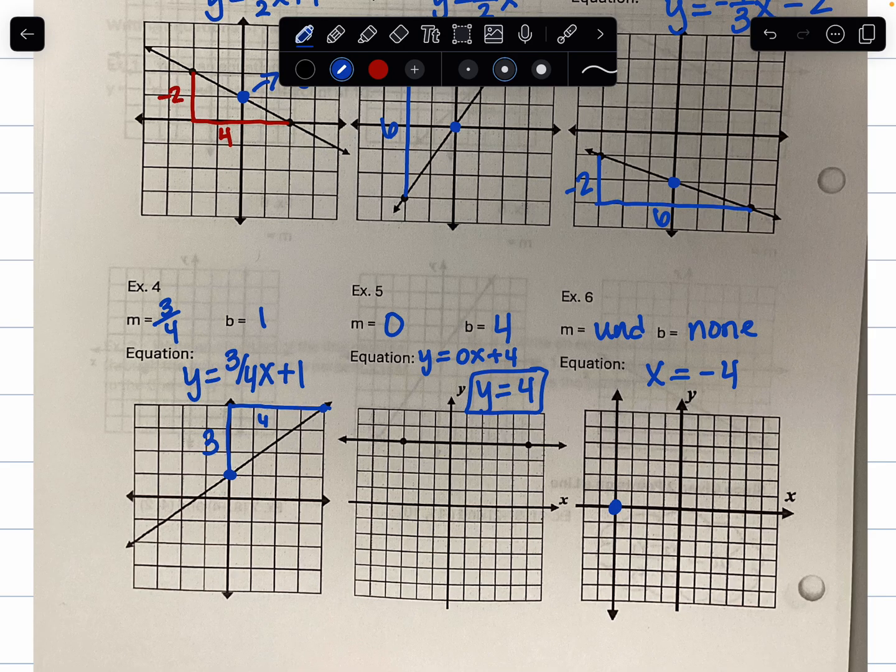Here's the other way I usually teach this. If it only crosses the x-axis, you just set x equal to that number. If it only crosses the y-axis, horizontal line, we set y equal to that number. That's the easiest way to do it. Okay?